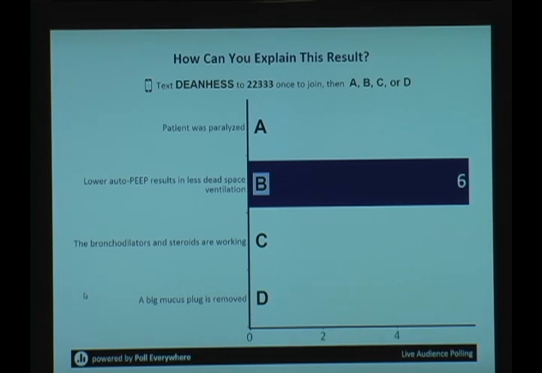You all think just like me. So it could have been if the patient was paralyzed, and she eventually did get paralyzed, but it was after we made these changes. And it could be because the bronchodilators and the steroids are kicking in, but it's a little soon for that. There was not a mucus plug, and so B is what happened. So let's explain how that can happen, and then we will stop.